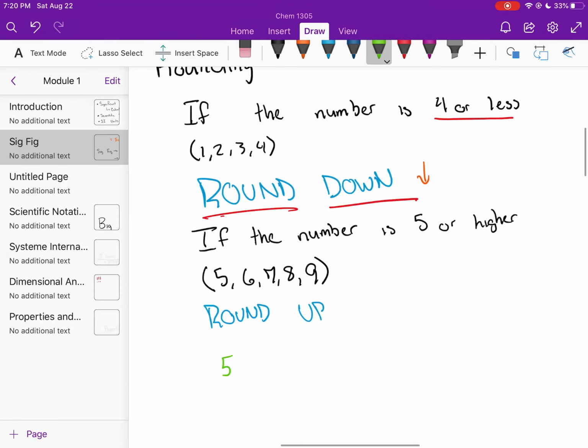Say we have this number, 5.0325. Let's do our rock example, and we want to round to the tenths place. So this number will turn into 5.0. Why? Because the number that comes directly after the place you want to round to is 4 or less. So that means it rounds down to 5.0.